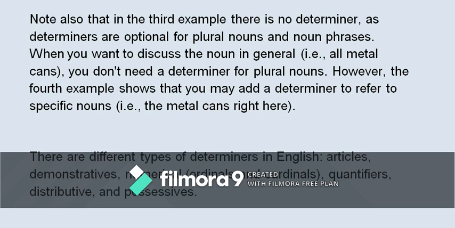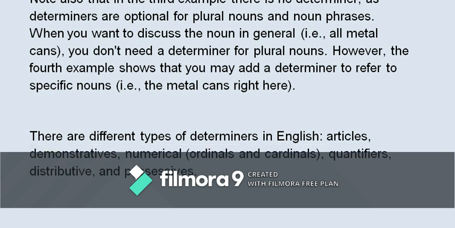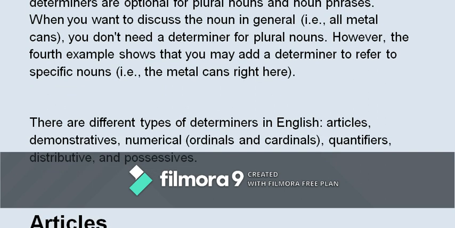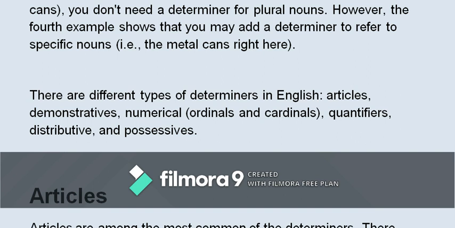Now there are different types of determiners in the English language. For example, we are discussing a few over here. Articles, demonstratives, numericals, that means in terms of number. Numbers also have two categories we are discussing, that is ordinals, that is first, second, third and fourth, and cardinals, that is 1, 2, 3 and 4. Quantifiers: some, more. Distributive: every, neither. Possessives: I, my, our, such words.